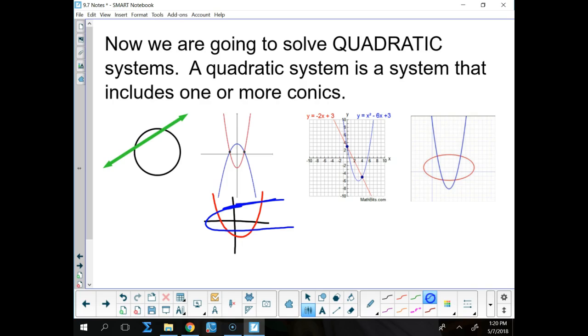Okay. Because we got left and right ones. So 2 parabolas could be up to 4. Could be 0, 1, 2, 3, 4. Right? We could have a parabola and a line. 0, 1, or 2. We could have an ellipse and a parabola. 0, 1, 2, 3, 4.